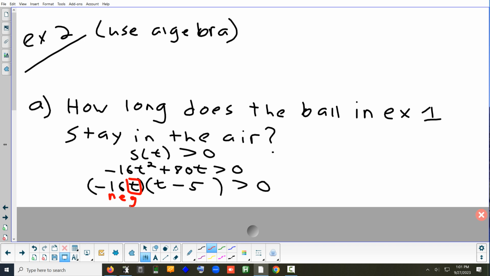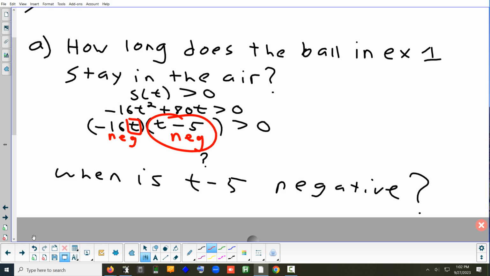Now, when you multiply this negative number times this, it has to come out positive. What kind of number does that mean the second parentheses have to be, if the whole thing is going to come out bigger than 0? This has to be a negative. And that is the whole question then. When is t minus 5 a negative number? If we can answer that, that tells us how long the ball is in the air for.